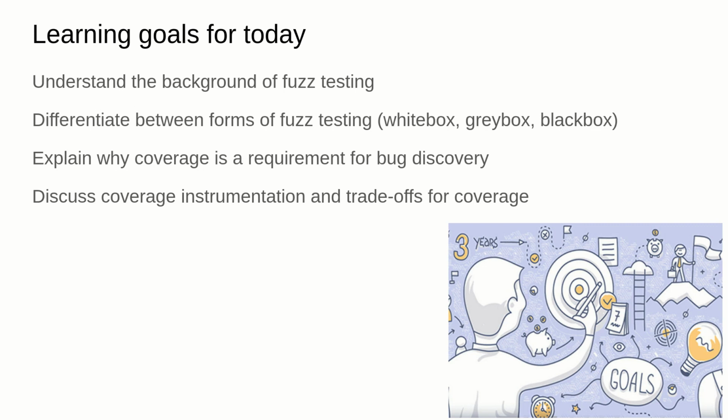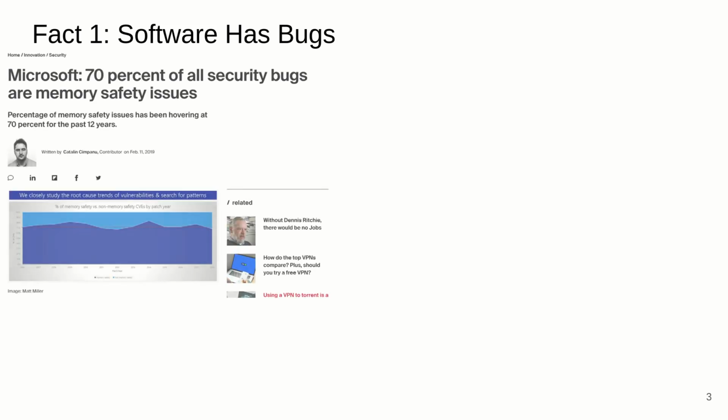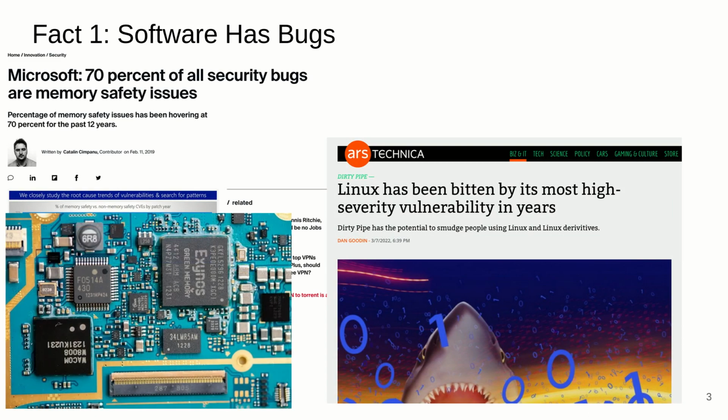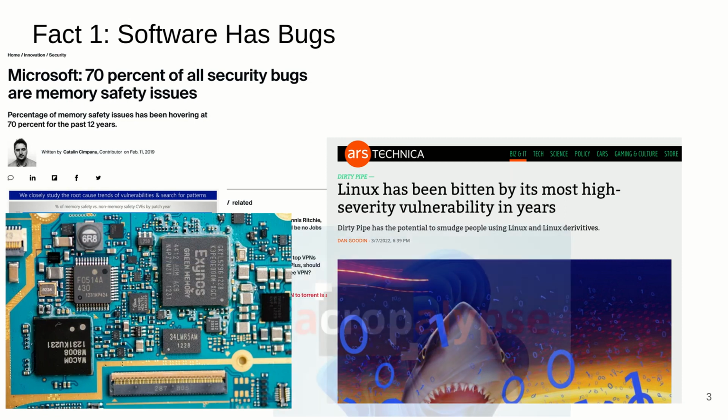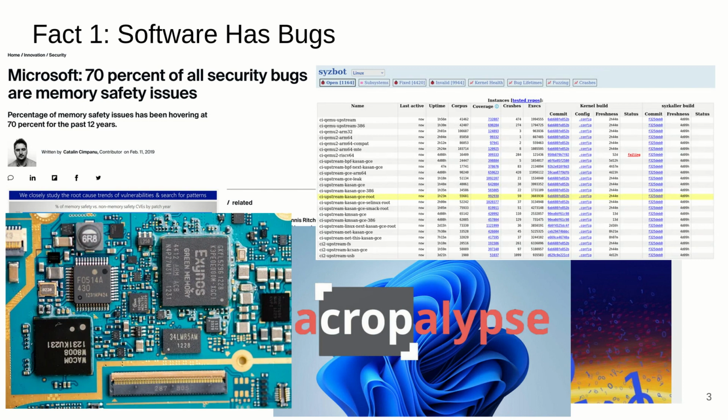But let's start with a couple of facts that we already know from this class. Software has bugs, right? This is just a basic assumption. This is why we actually need testing. A lot of the bugs are memory safety vulnerabilities. They can be in the kernel, they can be in firmware on actual systems or embedded systems or whatnot. They can be high level in software, as the Acropolis actually showed, and they are plentiful.